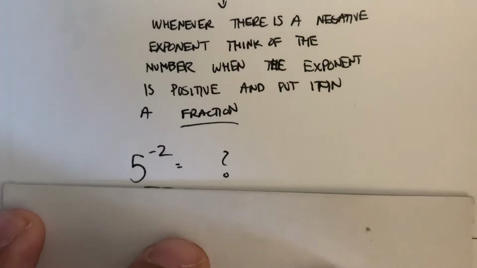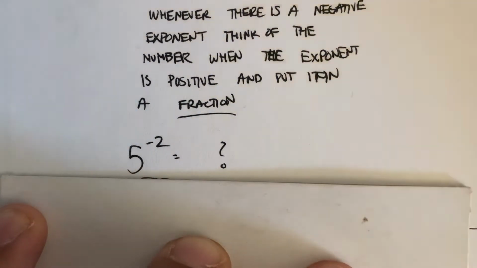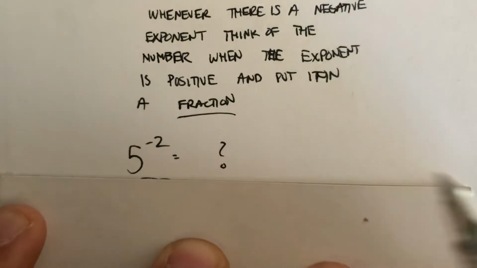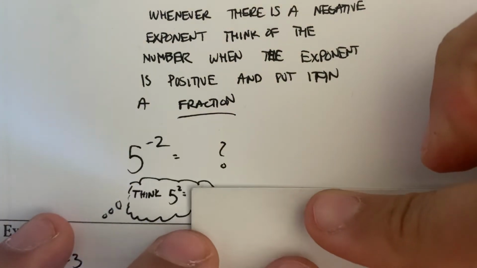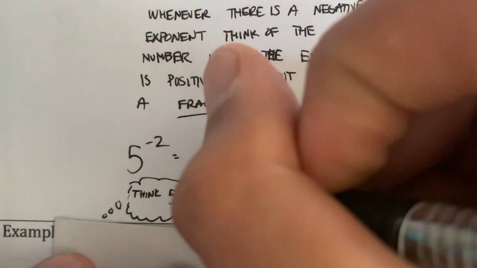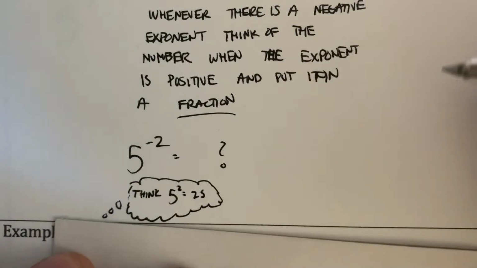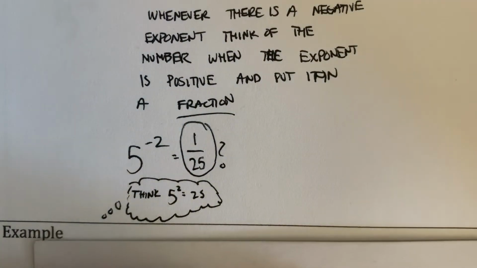So let's apply that right here. If we have 5 to the negative second power, what's that going to be? Well, we want to think of the number when the exponent is positive. So we think, all right, what is 5 to the second power? We know that's 5 times 5. 5 times 5 is 25. So since 5 to the positive 2 is 25, 5 to the negative 2 is going to be 1 over 25. Not too bad.